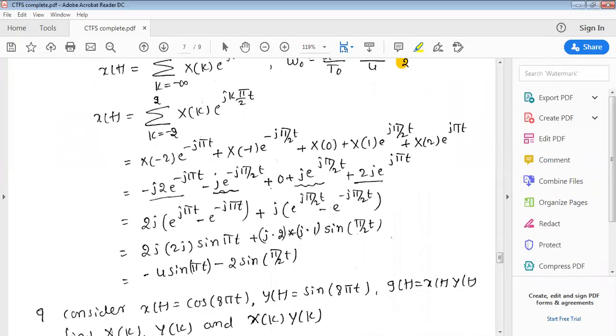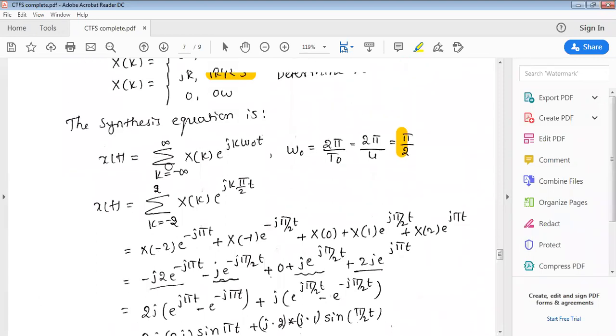This I have written. Now what I will do, I'll combine the like terms. So e power j pi t, see here, what is your x of minus 2? Look here in the equation.